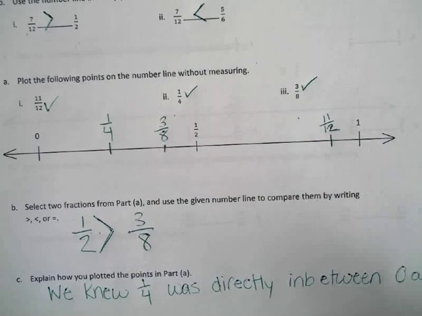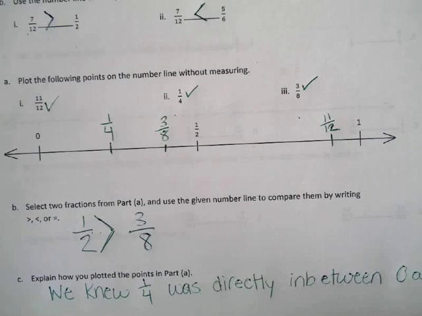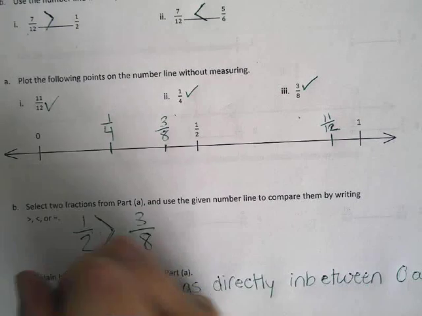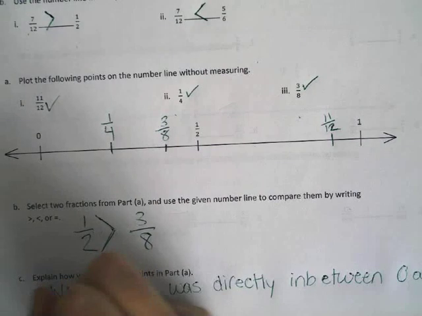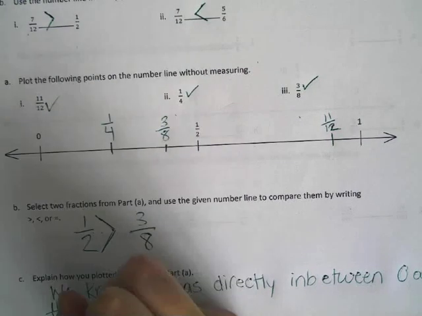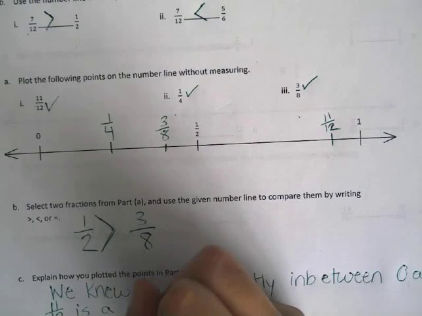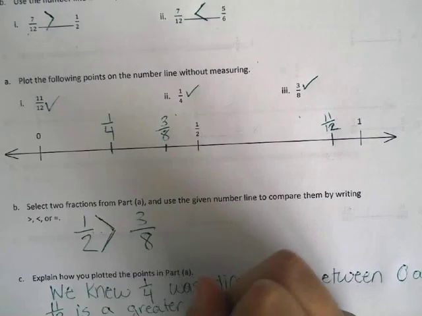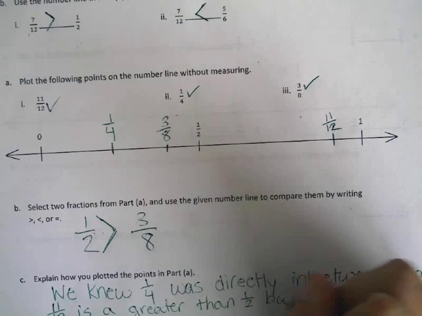How did we figure out where to plot the 12ths? Brendan? 11/12 is greater than 1/2. So it would be closer to a whole because 12/12 is a whole and 11/12 is only 1 away. All right, so 11/12 is greater than a half, but not quite a whole.